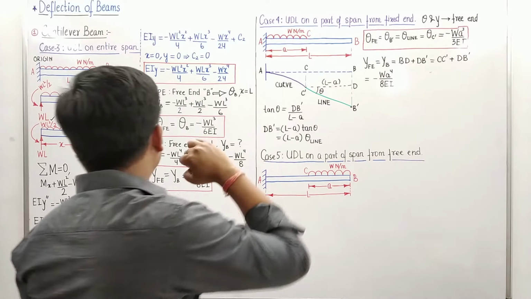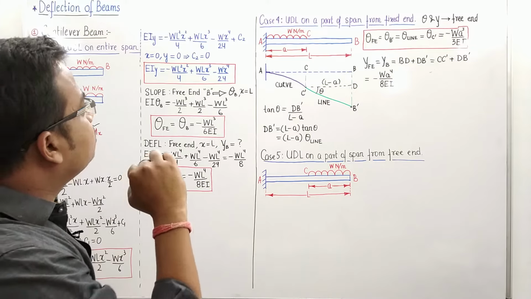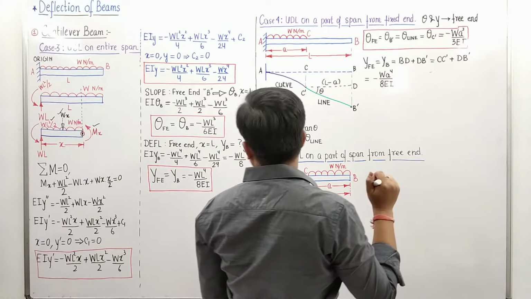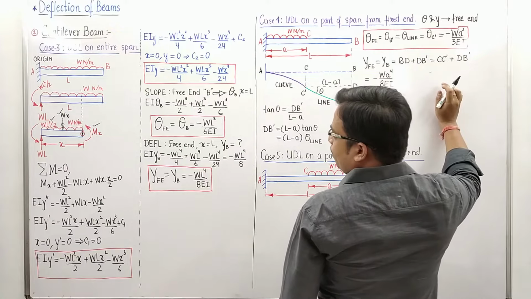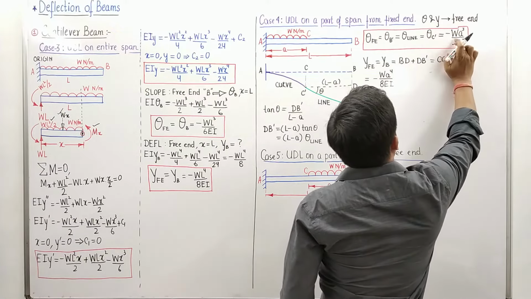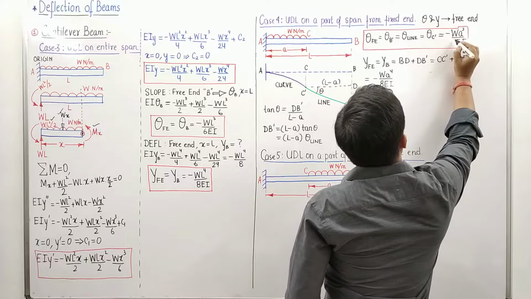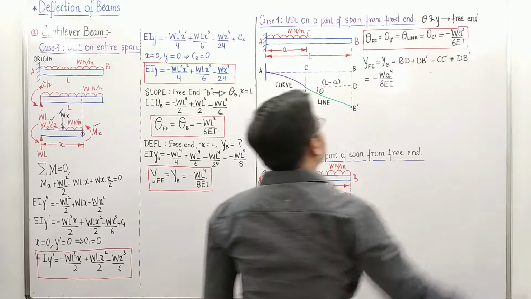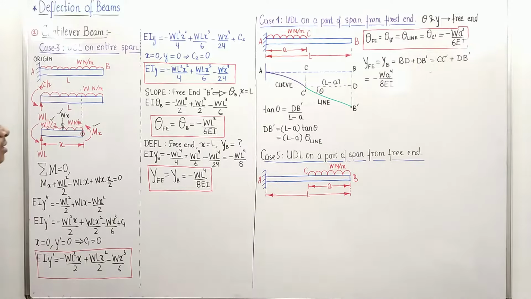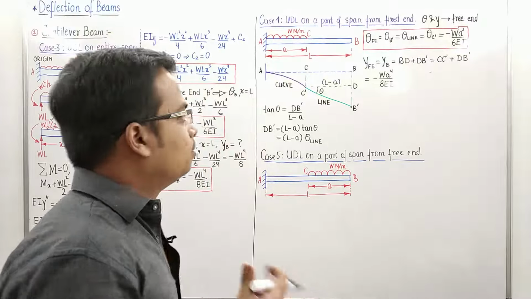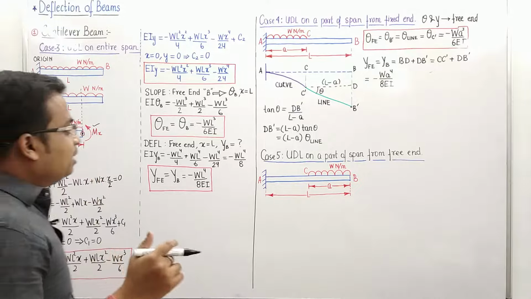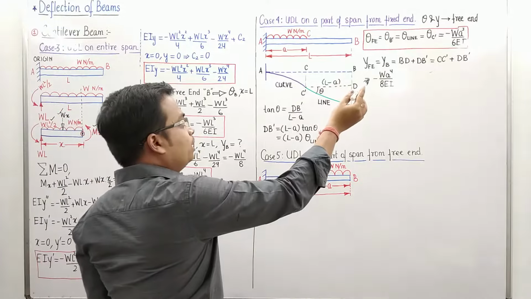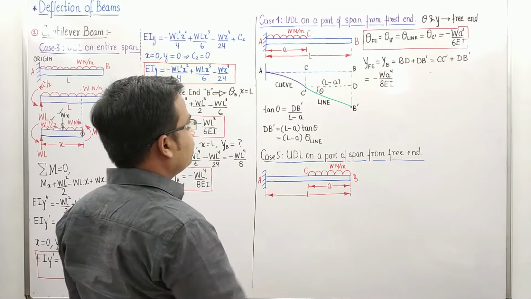Did I make a mistake? It's not 3EI, it's 6EI. Let me make this correction. It's not 3EI, rather it's 6EI. A small mistake happens, apologies. When one writes so much mathematics, mistakes are bound to happen. Well, we have to avoid them. Anyway, so how much is this theta line? WA cube upon 6EI. So just write this.